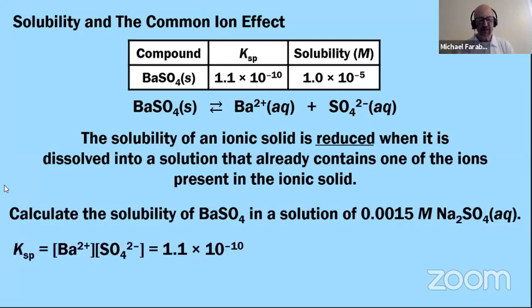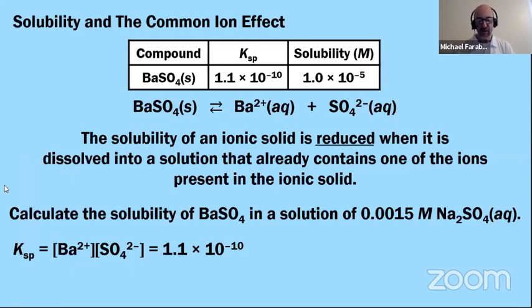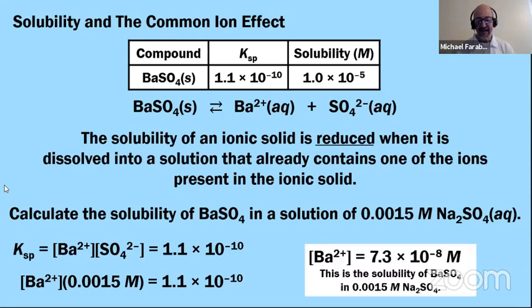So to do this, I'm going to write my KSP expression, but I am not going to write X and X. What I'm going to do instead is put the concentration of sulfate that we already know, which is 0.015, into my KSP expression. That's going to cause the barium to be much less than it would normally be if I was just doing X and X. So as you can see, comparing the solubility in pure water with the solubility in a solution that already contains a certain amount of sulfate, it is less. When there's already sulfate, that shifts the equilibrium toward the left, making it less soluble.